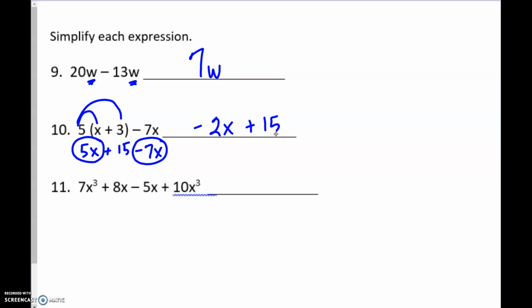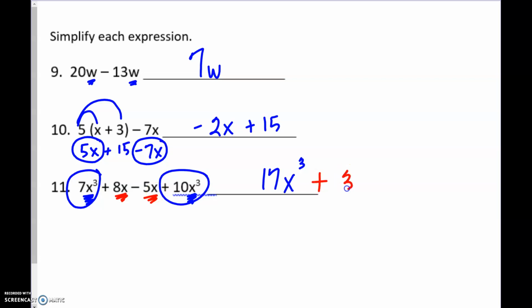All right, number 11, combining like terms. All right, this is an x to the third. That's only an x. That's only an x, and an x to the third. So this is a positive 7x to the third plus 10x to the third. So we're going to get 17x to the third. All right, then this is an x, and this is an x. So 8x minus 5x is a plus 3x. We cannot combine these because this has x to the third and this one only has x.